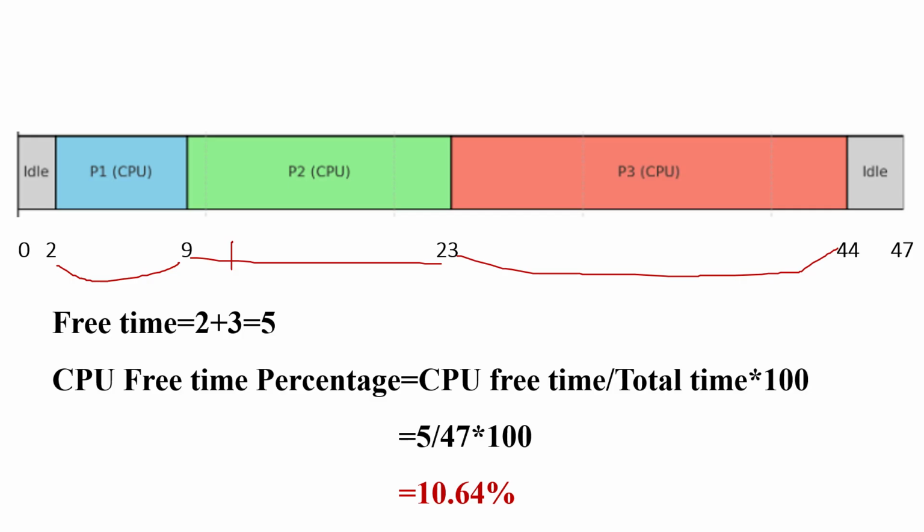So what is the time P3 will spend in IO? It's 3 milliseconds, right? So in those 3 milliseconds, what will your CPU do? It will be in idle state, right? So totally here 2 milliseconds, here 3 milliseconds, totally 5 milliseconds your CPU will be idle. So what about the total time? It is 47 milliseconds. So 5 milliseconds it will be free. So 5 divided by 47 times 100 will be the answer for the question.